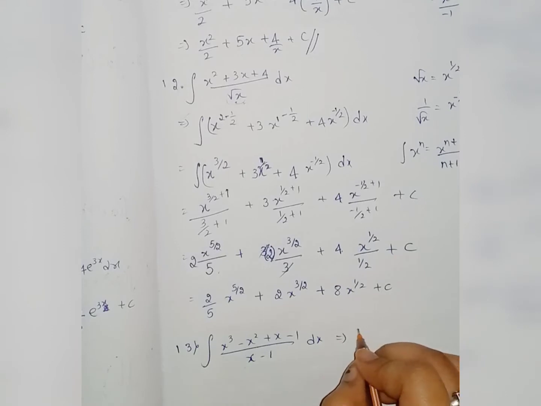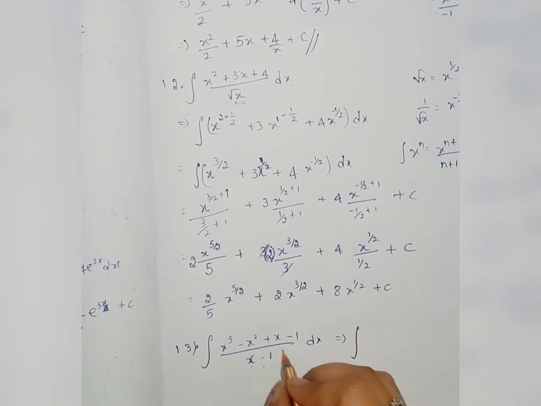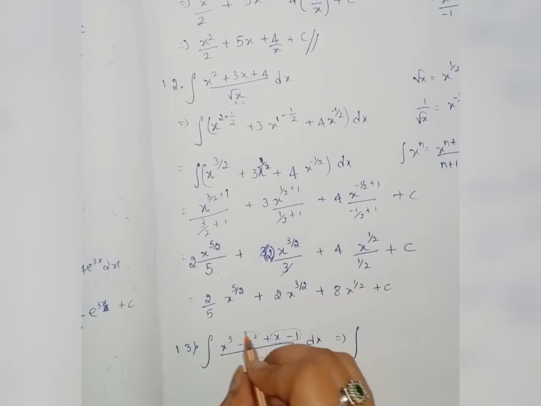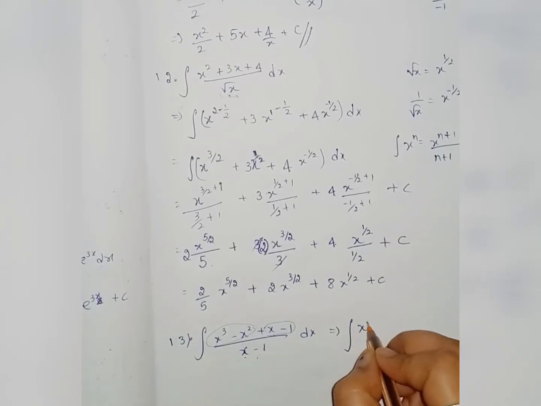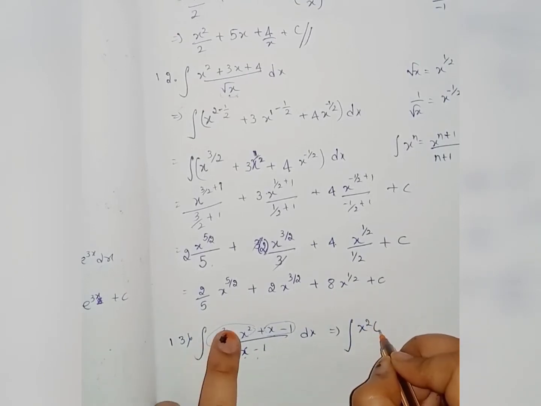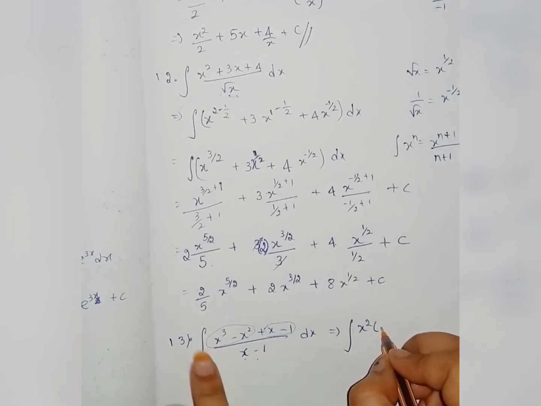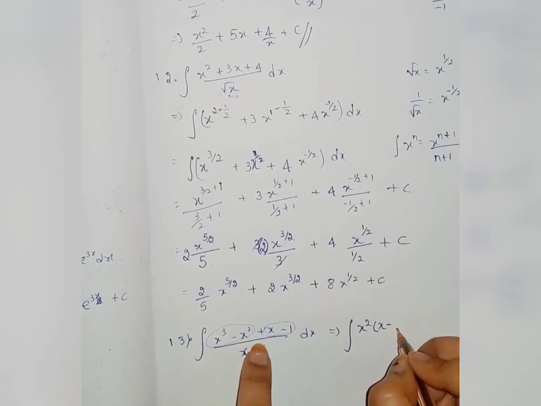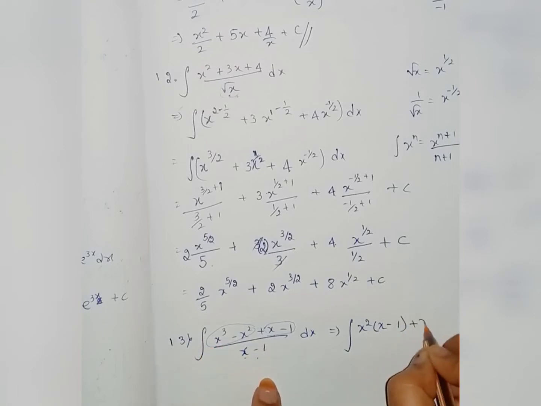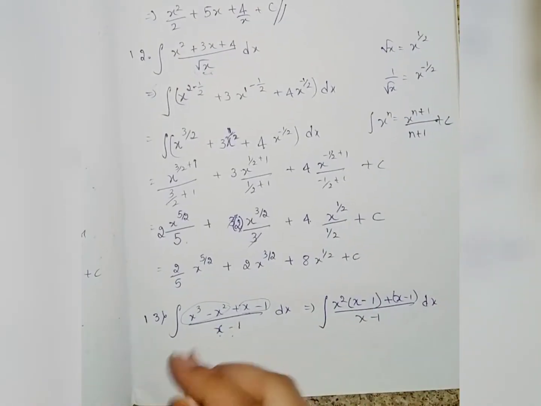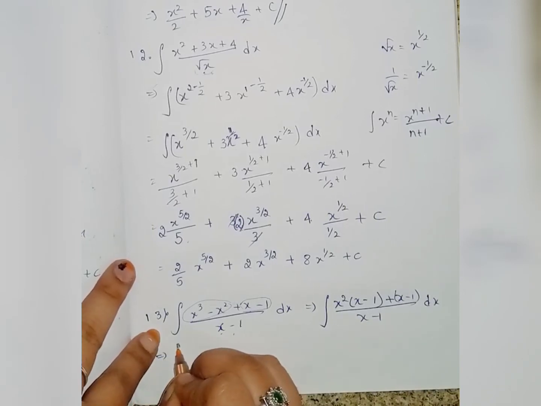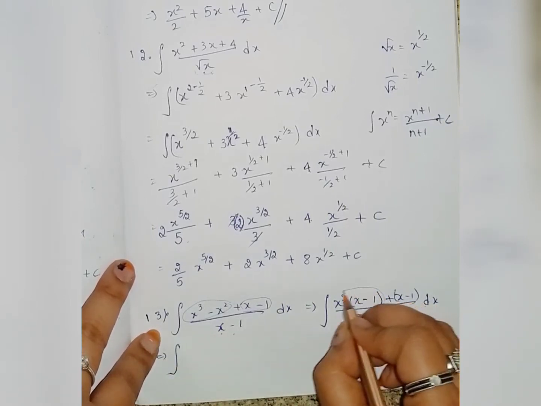So the one method is we have to find x minus 1. Here x minus 1 is there, but can we find x minus 1 here? Yes, we can find it. If we take x square as common here, x square into x is x cube. So x cube minus x square, if we take out 1 as common, plus x minus 1, the whole divided by x minus 1 dx.